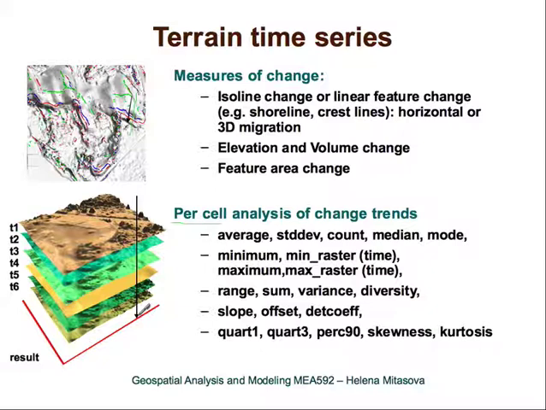And the results can be simple, but they can provide quite useful information. For example, we can compute very simple statistics such as the average or standard deviation over time, or we can find the minimum elevation or maximum elevation, or the range of elevations for each grid cell. In this way, the resulting map will be some measure of the spatial distribution of topographic change. So let's look at some examples.